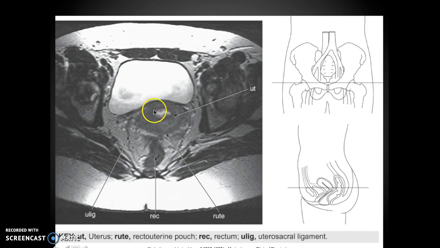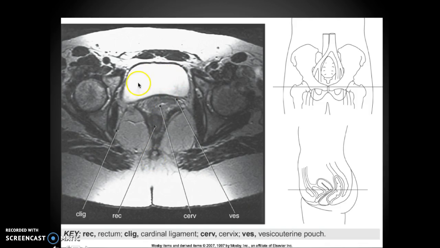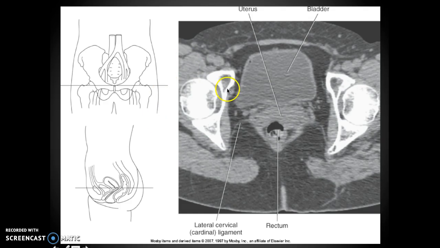Bladder, this is your myometrium with your endometrium, and here's your rectum. So here's your bladder. You can see the stripe right there in your cervix. So we're pretty low. You can see where we're cutting through right there. So we're in the cervix. And here's your rectum. Here's your bladder, your uterus, your rectum.